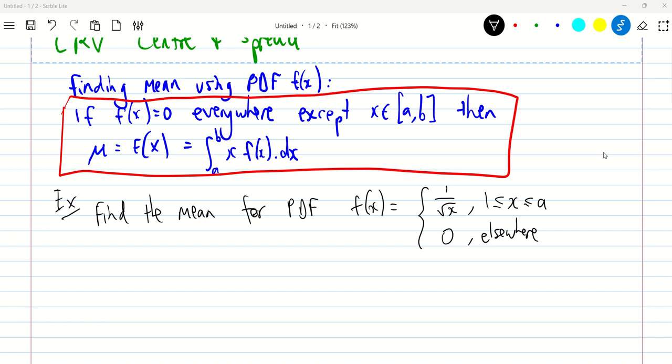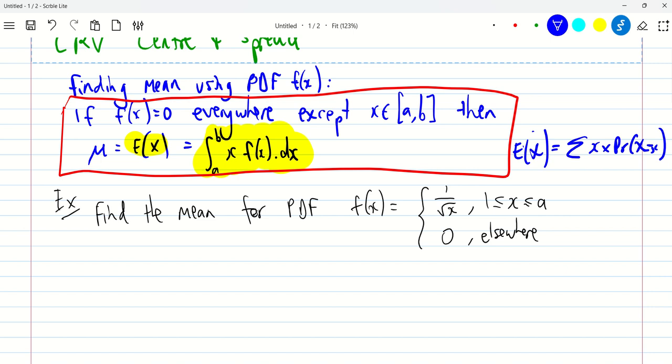So if f of x, being your PDF, is equal to 0 everywhere except across the interval AB, then to find the mean, otherwise known as the expected value of x, all you need to do is integrate x f of x. This is very similar to how you find the expected value of x for a discrete random variable: we just add up all of the x times the probability that X equals x. If you remember that from discrete, this is very similar. You add up all of the x times the function of x, and remember, the function of x gives you the probabilities. So it's very similar, just in a continuous format.